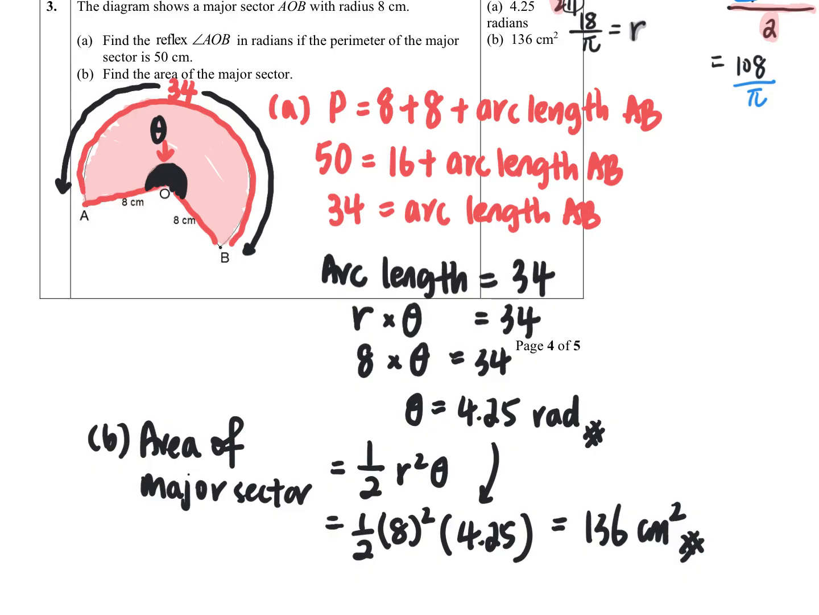Okay, so realize that this formula, the theta need not always be for minor. It could be for major, depending on what you put in here. So this is a 4.25 radians. Okay, somehow O level always likes to ask angle in radians.